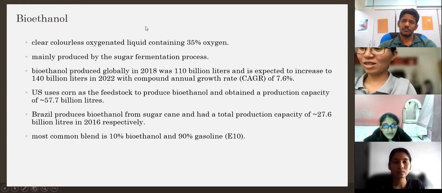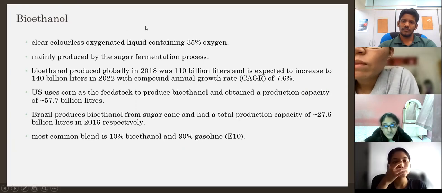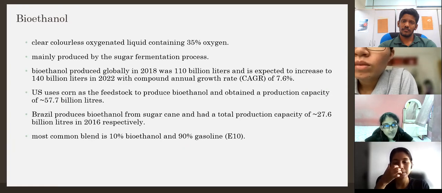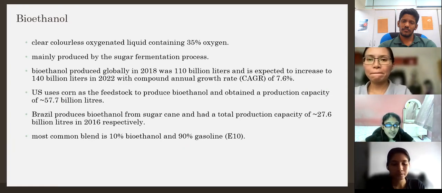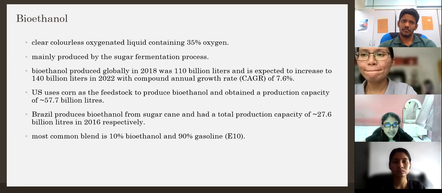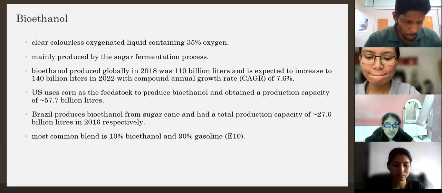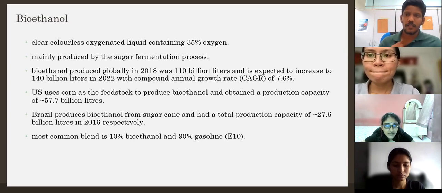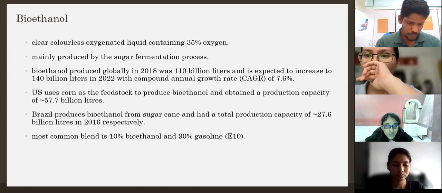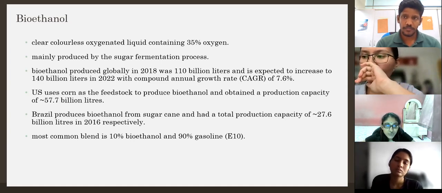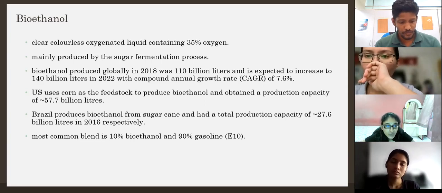So the next most common biofuel produced is bioethanol. Bioethanol is a clear, colorless, oxygenated liquid containing 35% oxygen, mainly produced by the sugar fermentation process. Bioethanol produced globally in 2018 was 110 billion liters and is expected to increase to 140 billion liters in 2022, with a compound annual growth rate of 7.6%.